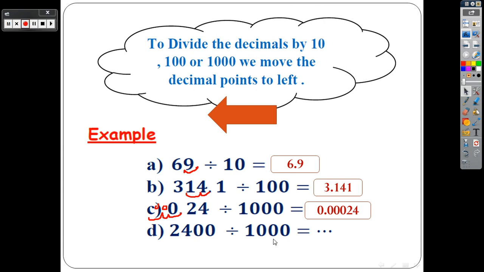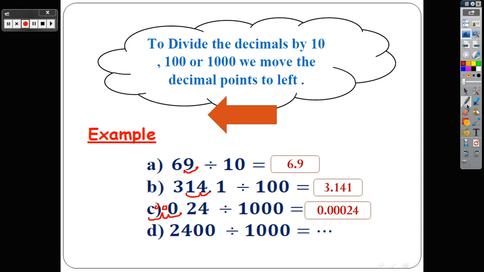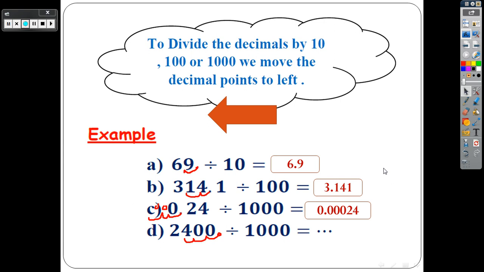2400 divided by 1000. There is no decimal point to move, so you put it at the ones place and move it to the left 3 decimal places, 1, 2 and 3. So the answer will be 2.400, or you can say 2.4 only without these zeros.